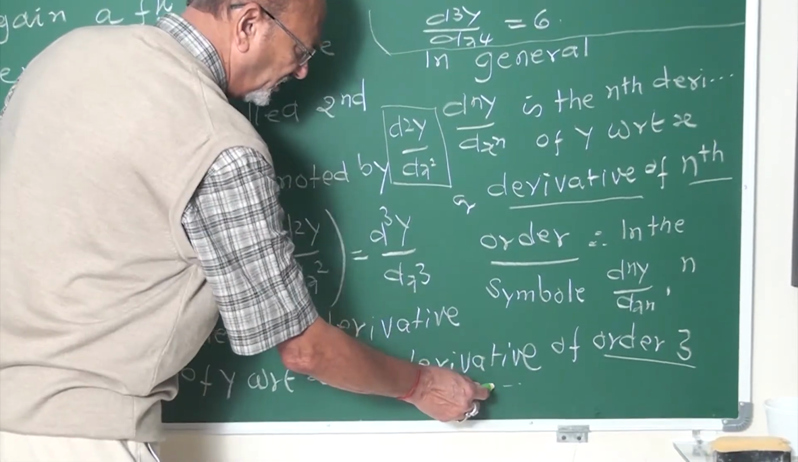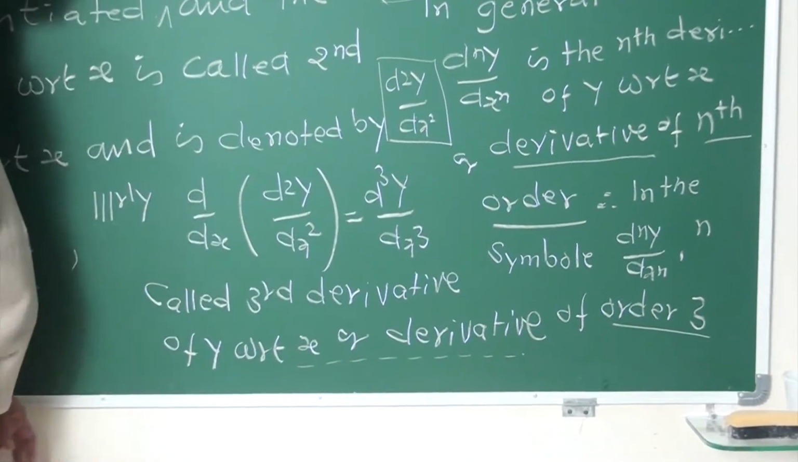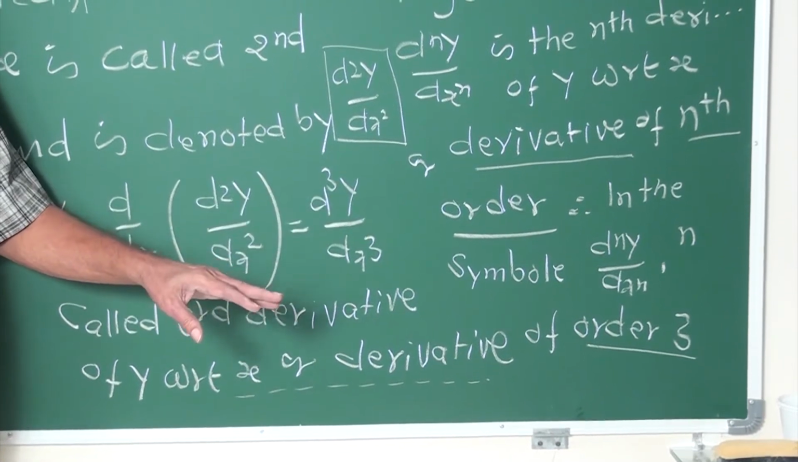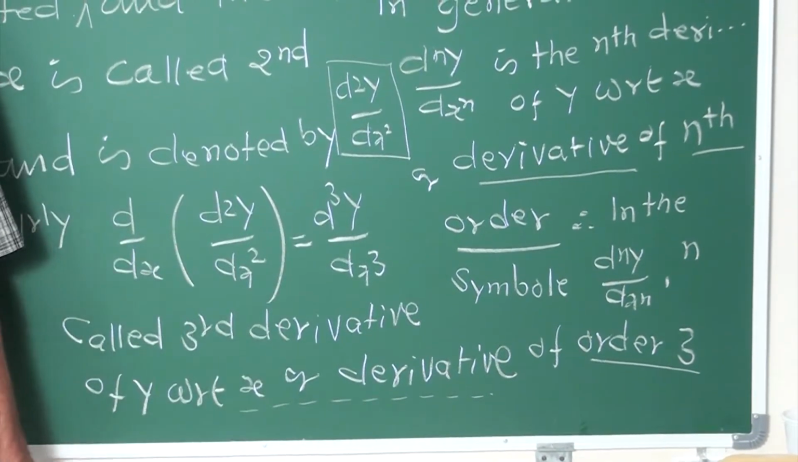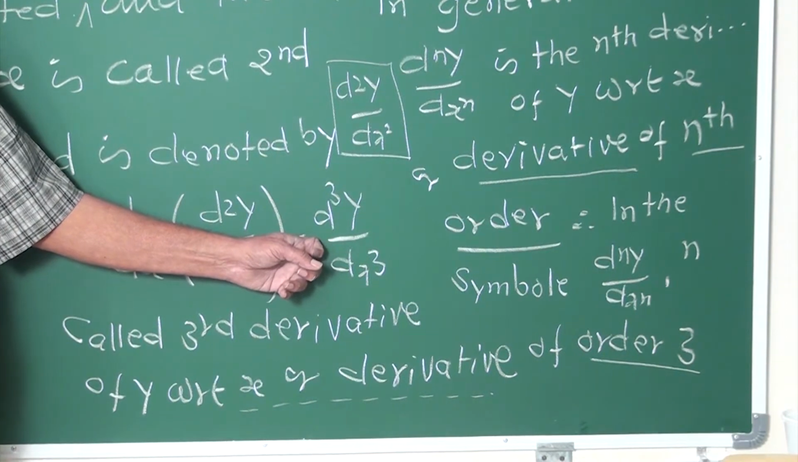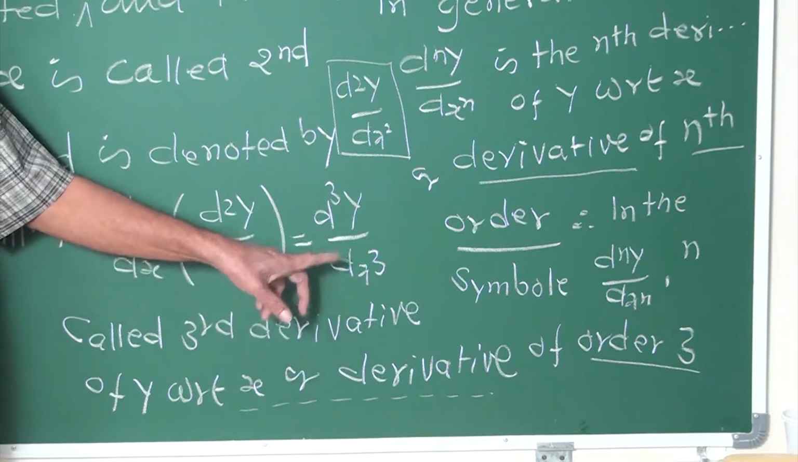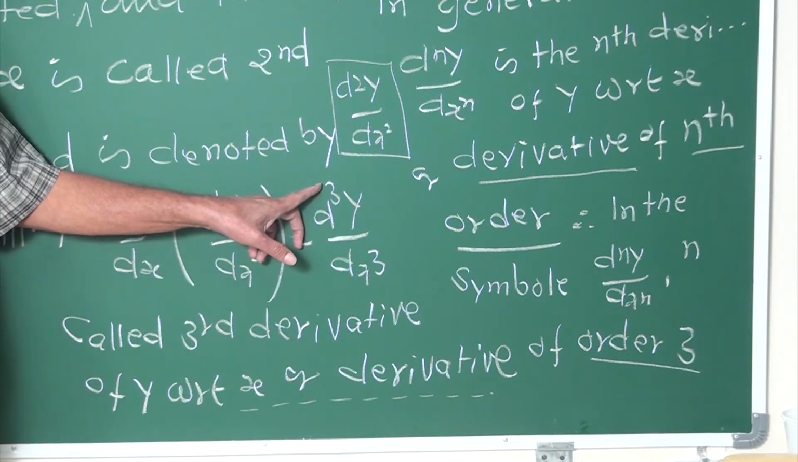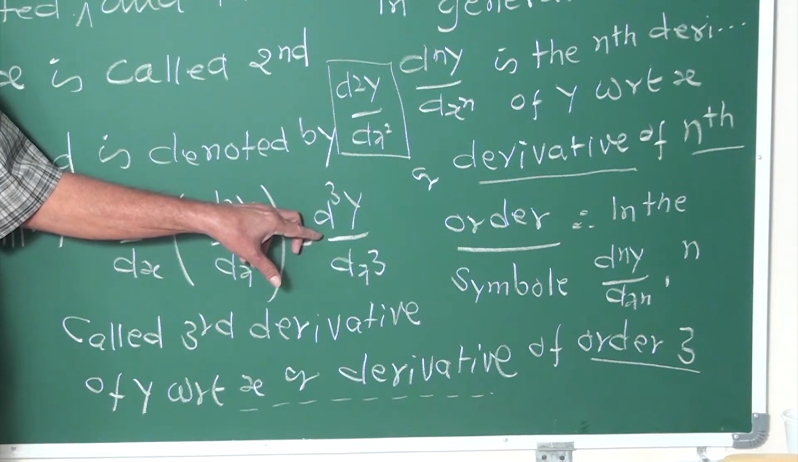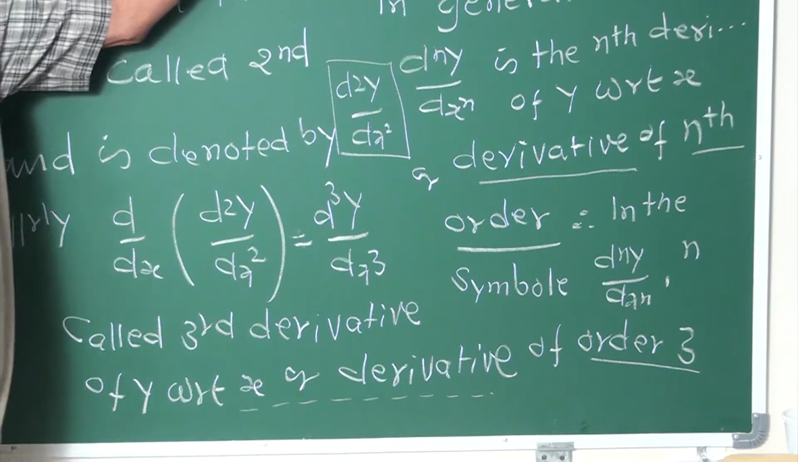This process continues. Again, if the third derivative d3y by dx3 is again a function of x, it can be differentiated. The derivative of the third derivative is known as the fourth derivative of y with respect to x. You know now how to write the fourth derivative. Next is 4: d4y by dx4.